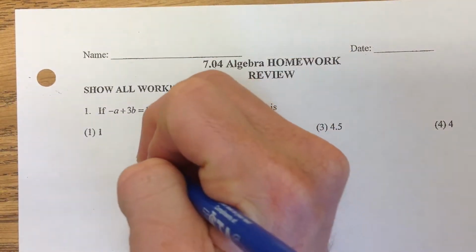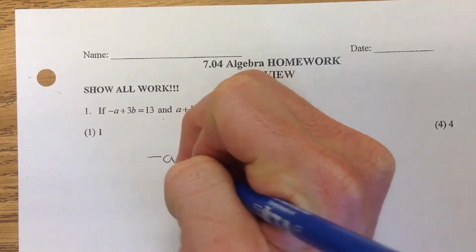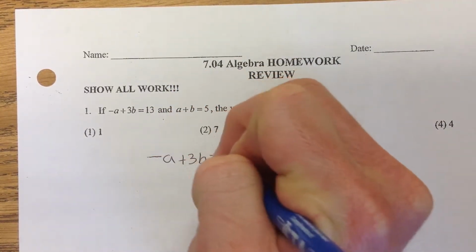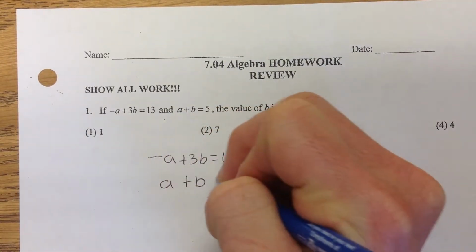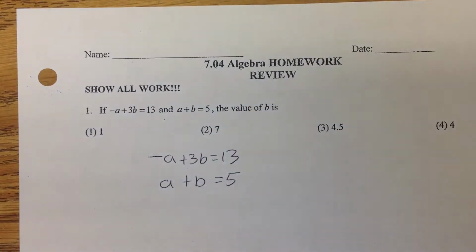Let's start this just by writing the problems the way we're used to seeing them. So we've got negative a plus 3b equals 13, and a plus b equals 5. I've got them written one underneath another, just the way we've been seeing them all along in class.